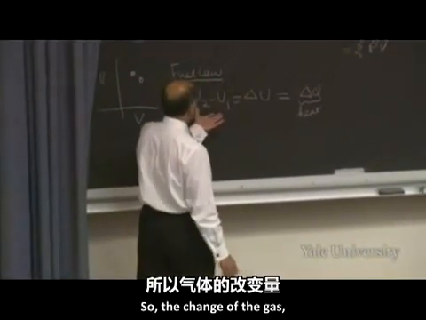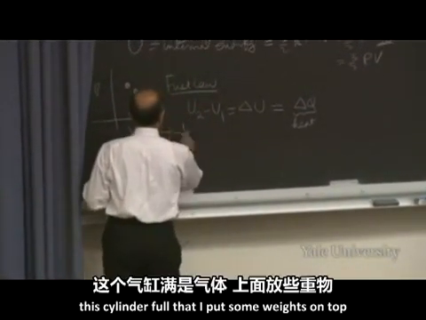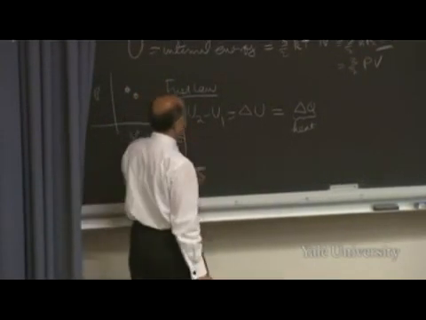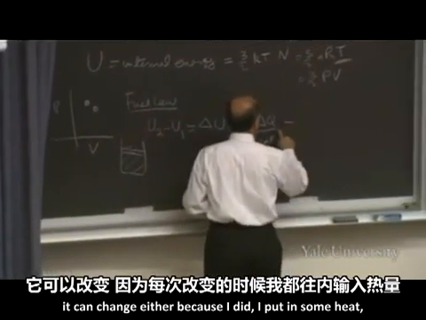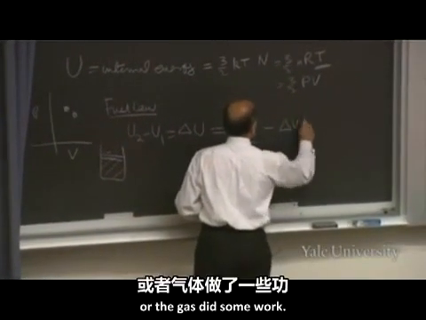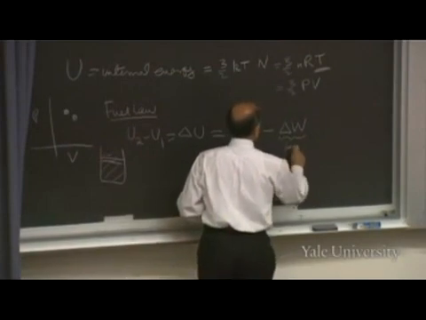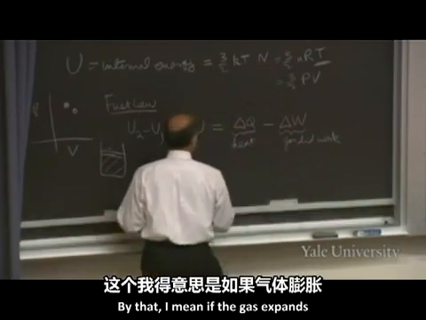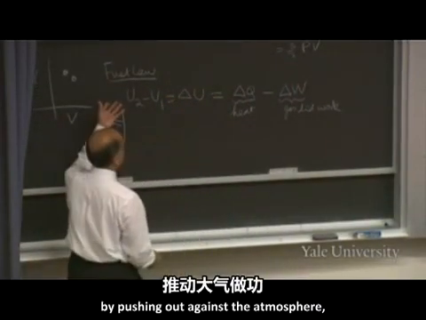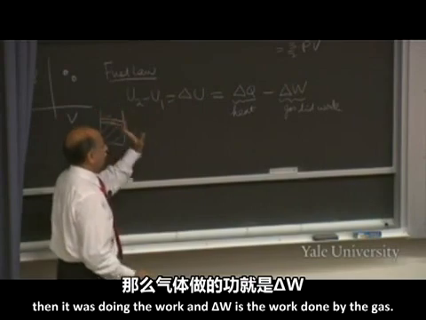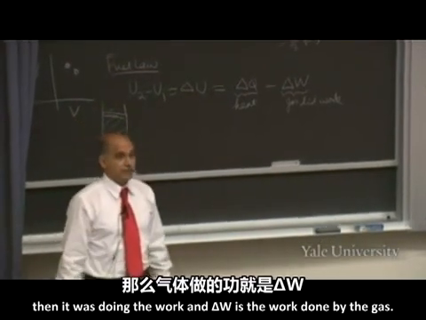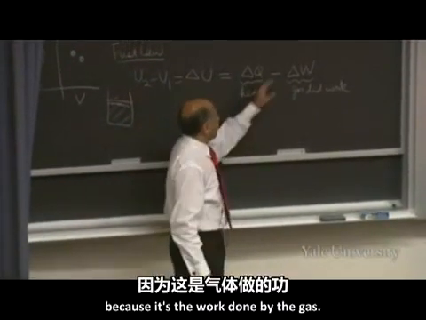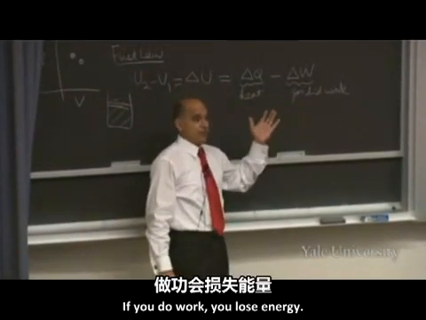So the energy of the gas in this cylinder, better put some weights on top, with gas inside, can change either because I put in some heat, or the gas did some work. By that I mean, if the gas expands by pushing out against the atmosphere, then it is doing the work, and delta W is the work done by the gas. That's why it comes with the minus sign, because it's the work done by the gas. If you do work, you lose energy.